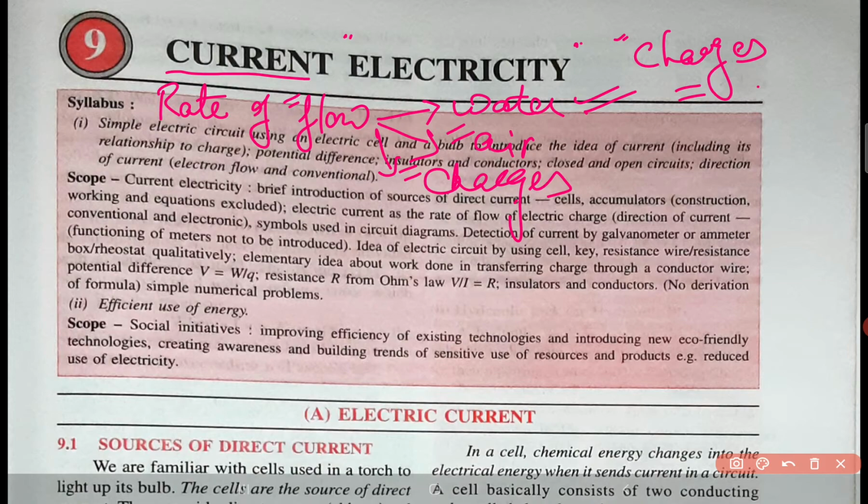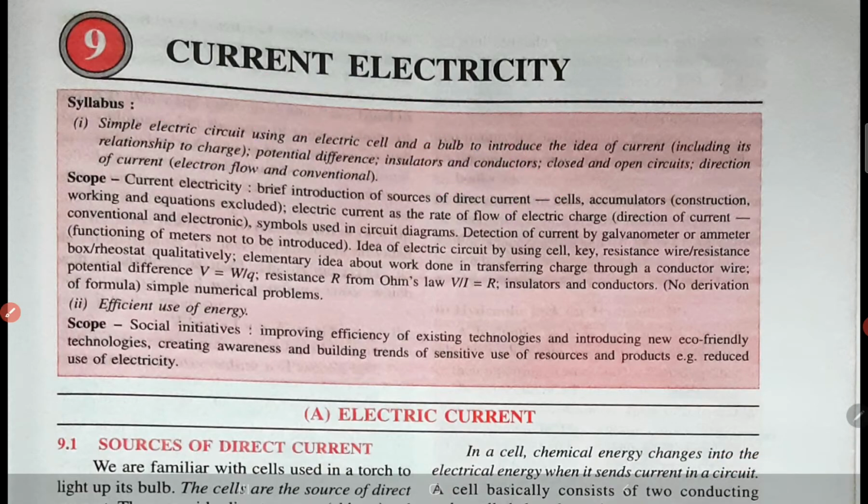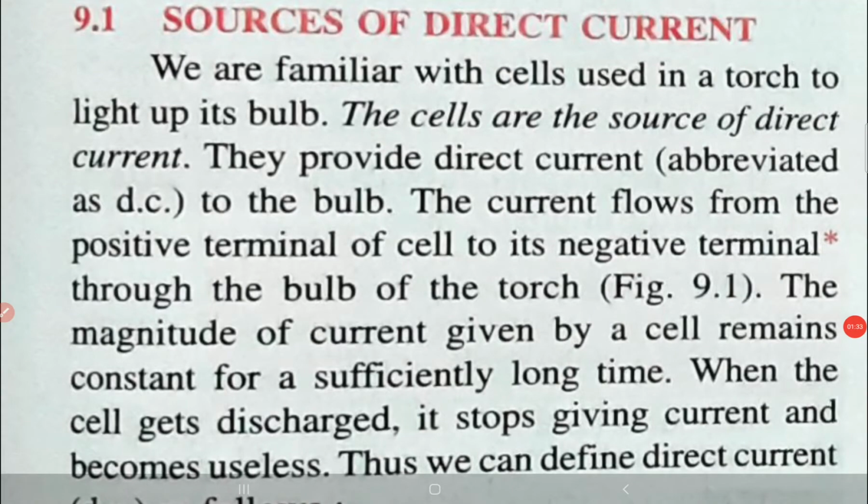So let us begin the chapter with the first topic, which is source of direct current. As we have come across this term direct current, right, we shall discuss this a little bit later. Well, let us discuss source first. So we are familiar with the cells used in a torch which lights up its bulb. The cells are the source of direct current, the batteries which we say in our common language. They provide direct current, abbreviated as DC.